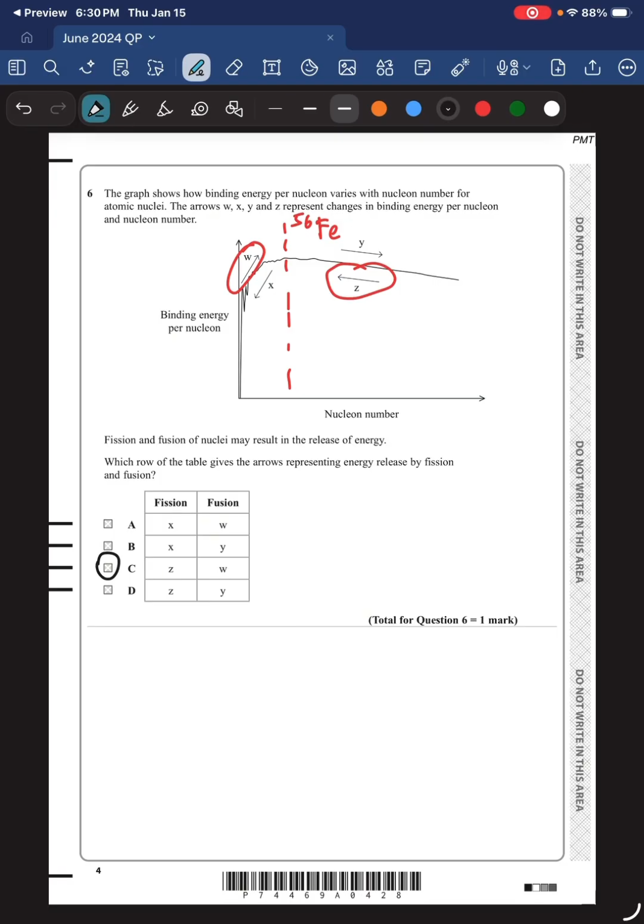Okay, I mean, Z represents a heavy nucleus splitting into two lighter nuclei with higher binding energy per nucleon. Therefore, we have energy release. And in the fusion side, we have two light nuclei merging into a heavier one with energy being released due to forming a nucleus with higher binding energy per nucleon. Okay.